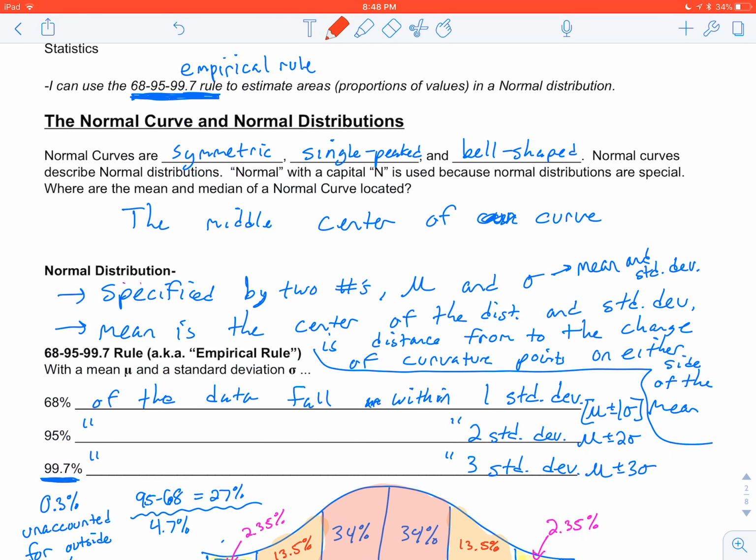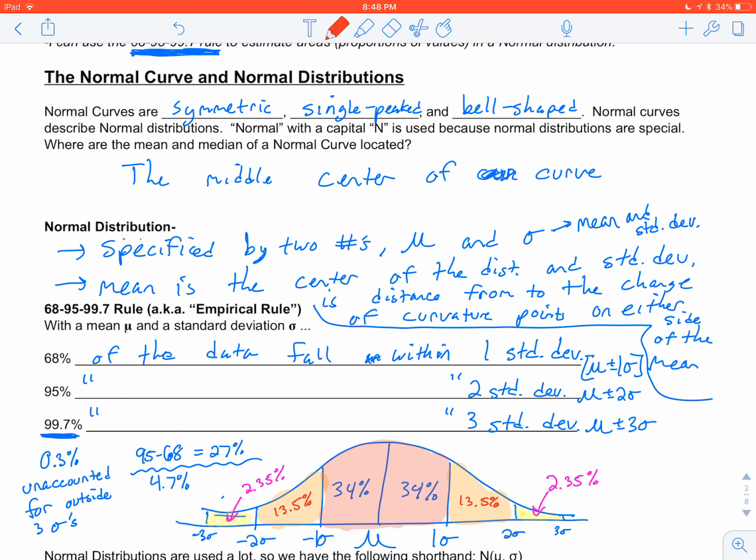You're going to be able to use the empirical rule on this page. It's also called the 68, 95, and 99.7 rule. You're going to use it to estimate areas or proportions of values in a normal distribution. We already talked about how the area under a curve for a density curve is always 1. And we're going to be able to find a proportion of that entire curve of 1 in a normal distribution using the empirical rule. Normal curves and normal distributions, they are symmetric, single-peaked, and bell-shaped.